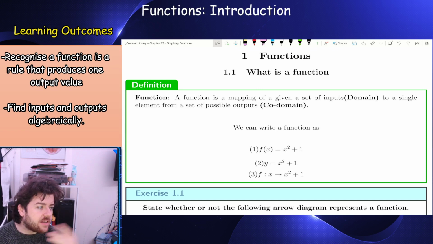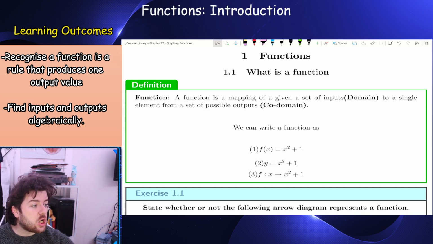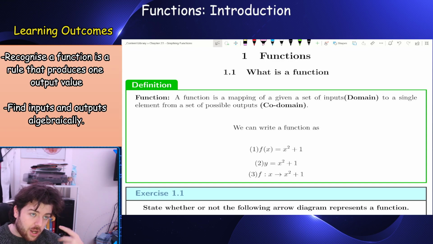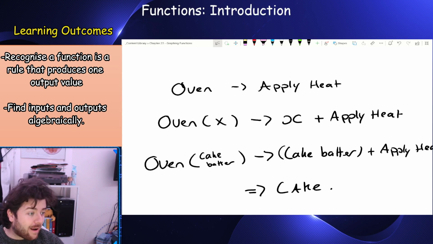So the formal definition of a function is a mapping of a given set of inputs to a single element from a set of possible outputs. What that means is I can't have an input giving out two outputs. To go back to my oven example, I can't put in cake batter and then get out a cake and a pizza.